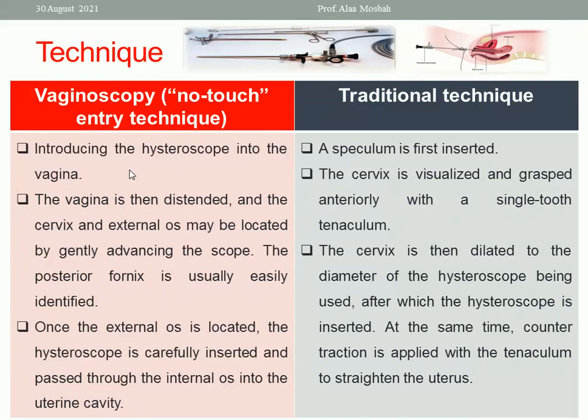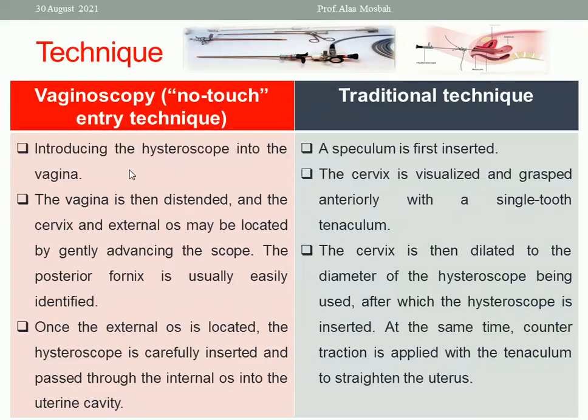What about the traditional technique? You insert a speculum, Cusco speculum, open the blades, exposing a portion of the cervix, then the anterior lip of the cervix is grasped with a single tooth tenaculum. The cervix is then dilated with Hegar dilator until reaching the size admitting the hysteroscope.